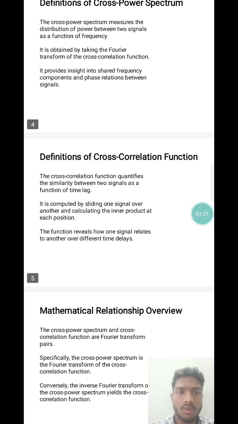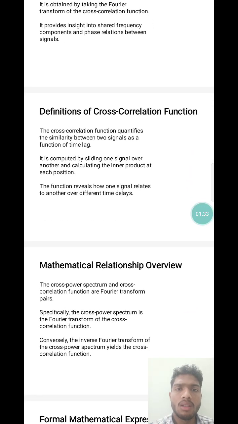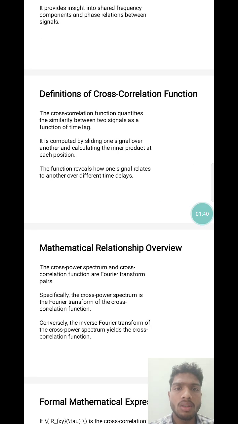Definition of cross correlation function. The cross correlation function quantifies the similarity between two signals as a function of time lag. It is computed by sliding one signal over another and calculating the inner product at each position. The function reveals how one signal relates to another over different time delays.